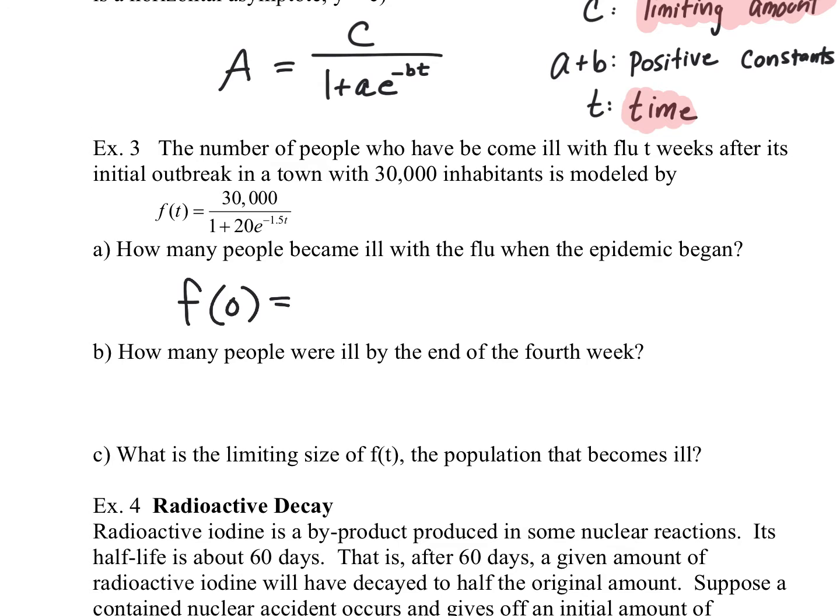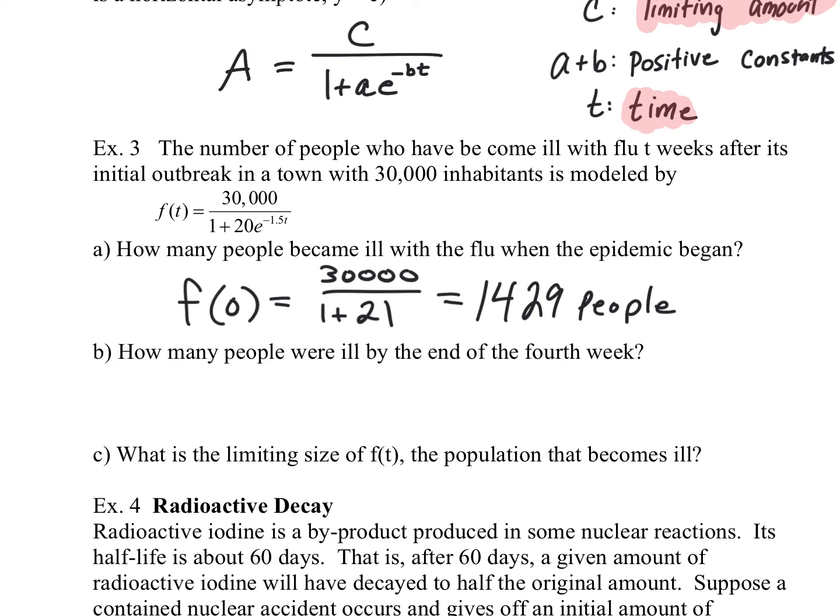Now in this case, we certainly could plug things in and start moving things around. What we'd end up with is 30,000 divided by 1 plus, well, e to the 0 power will be 1, so it's really 30,000 divided by 22. Now, when we plug that into our calculators, we get 1,429 people.